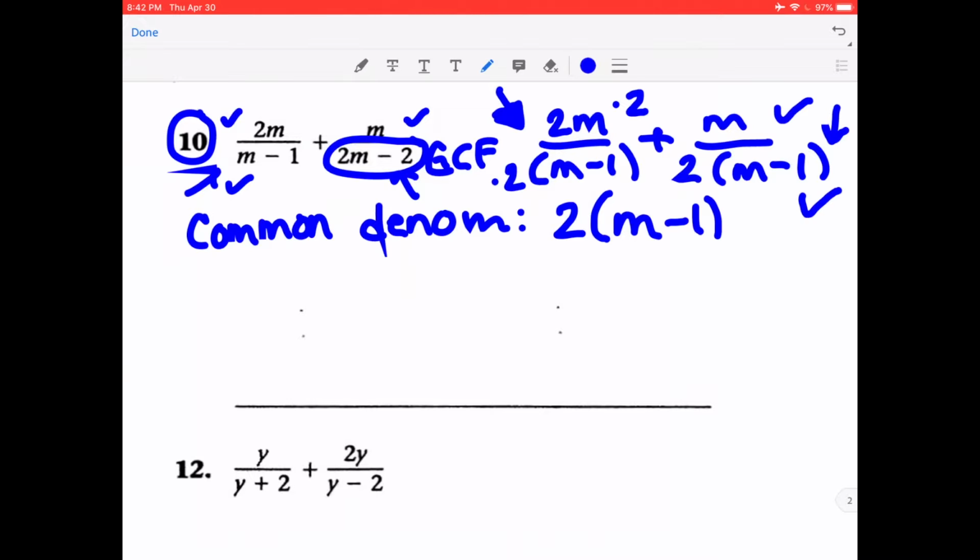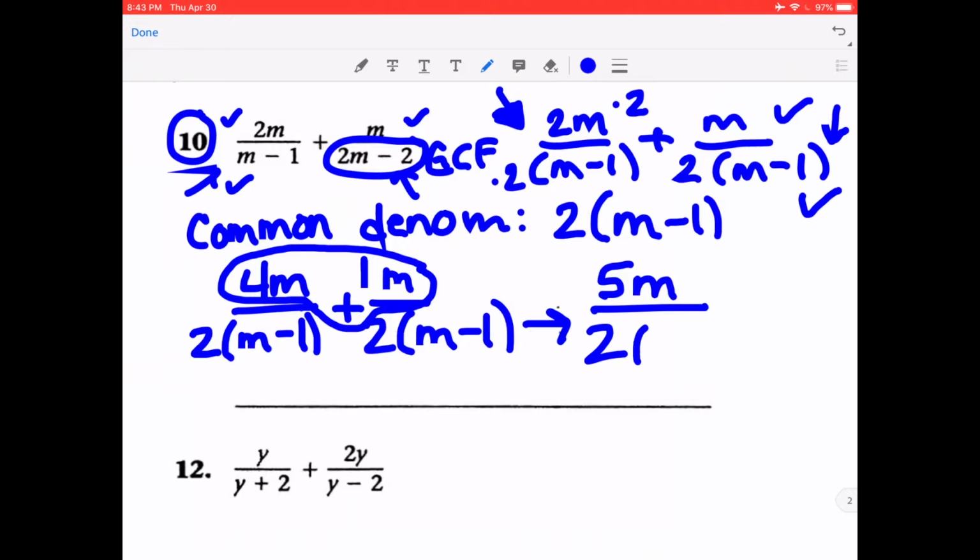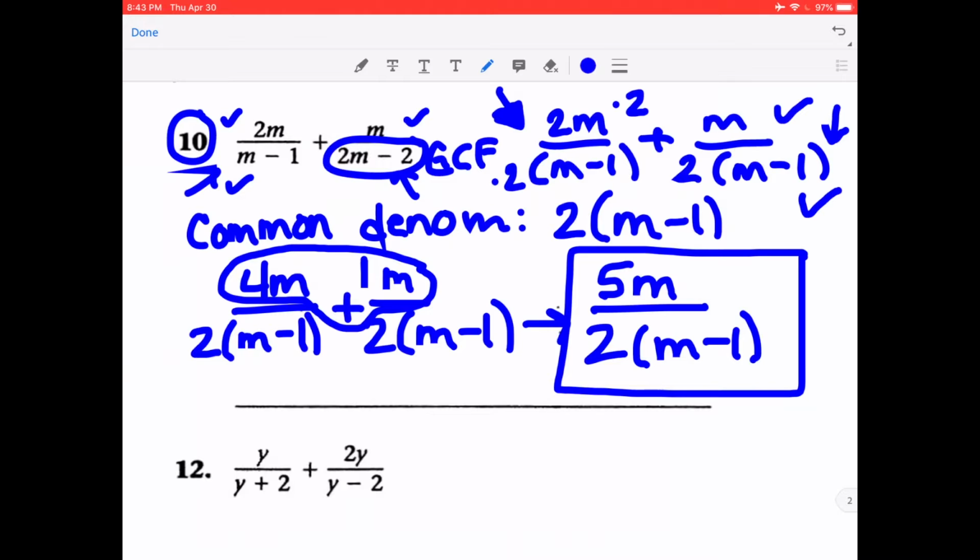So now what I should have is 4m over 2(m minus 1) plus m over 2(m minus 1). So from here, all I do is I add my numerators. 4m plus m, remember there's an invisible 1 here, so that gives me 5m. I keep my denominator the same, 2(m minus 1), and that's it. That's my final answer for number 10. Okay, so first we factor, then we get a common denominator, and then we just add straight across the top.